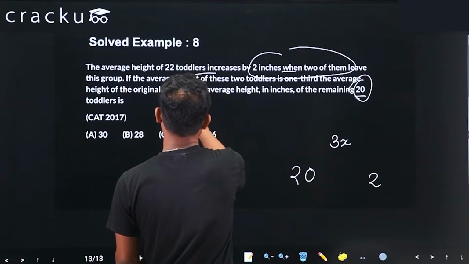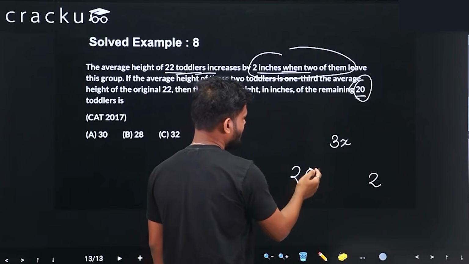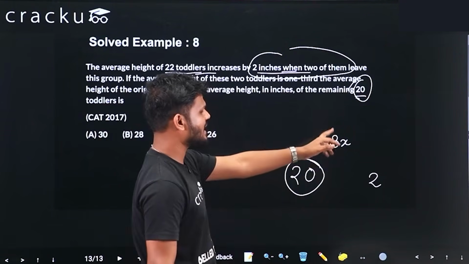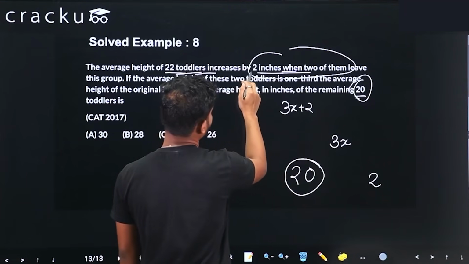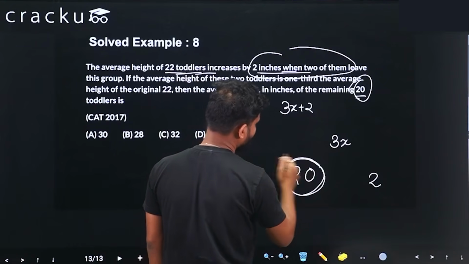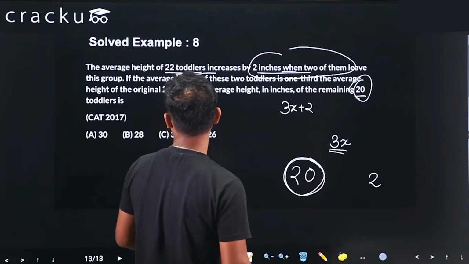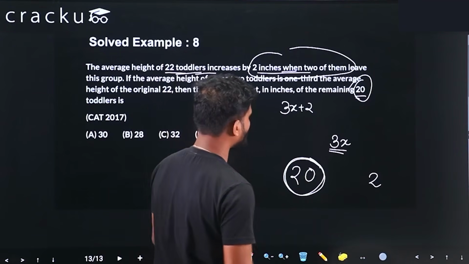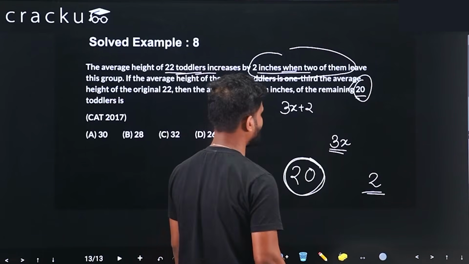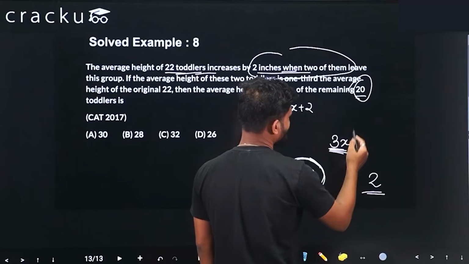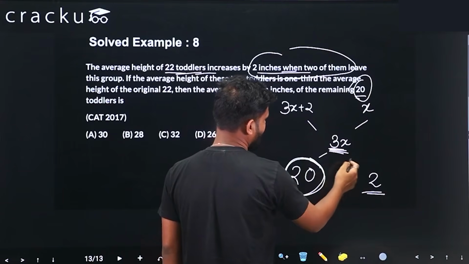It is said that the average height of 22 toddlers increases by 2 inches. Increases by 2 inches means these 20 toddlers will have 3x plus 2. Why 3x plus 2? Because if 2 toddlers leave these 22 toddlers, I will get 20 toddlers only, and if it increases by 2 inches, it increases by 3x plus 2. And the average height of these 2 toddlers who left the group is 1/3 the average height of the original 22. The original 22 was 3x, so 1/3 of this will be x. Now just find the x by alligation.